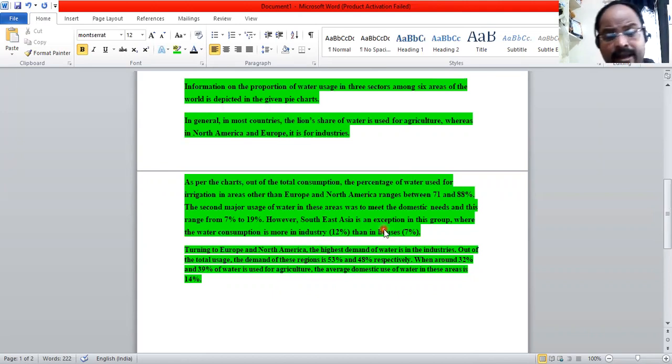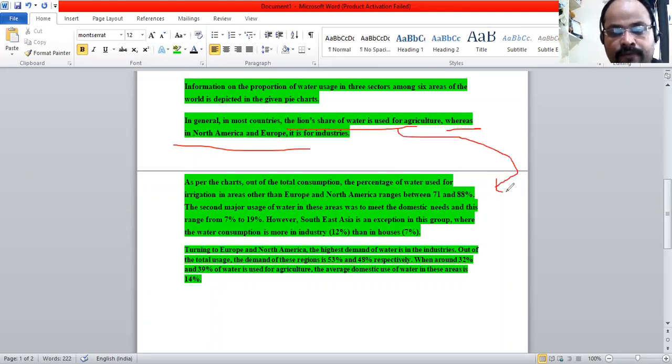Now let's go ahead with the water usage of Europe and North America, which we have given as an exception. So in the overview, we have given this as an exception. Here the lion's share of water is for agriculture in most of the countries, as the data is given. Now the exception, North America and Europe, is given in another paragraph.